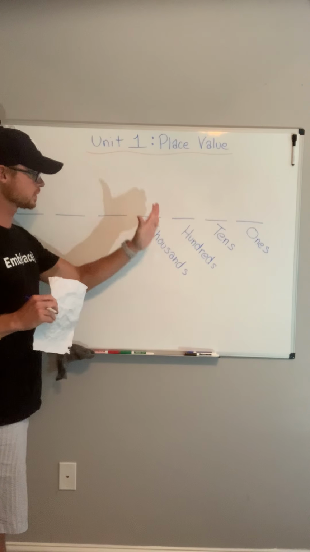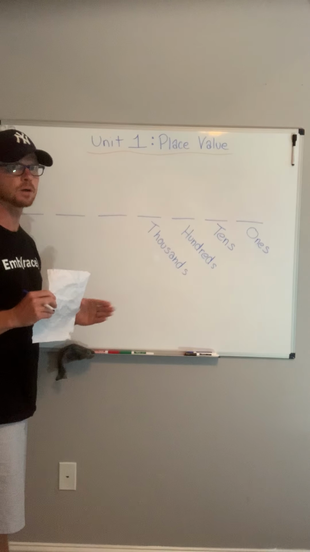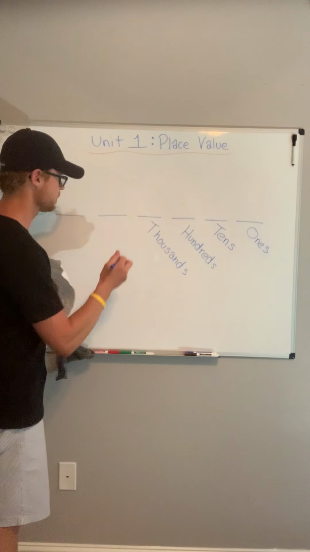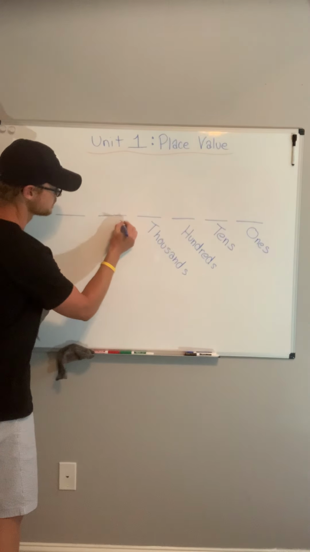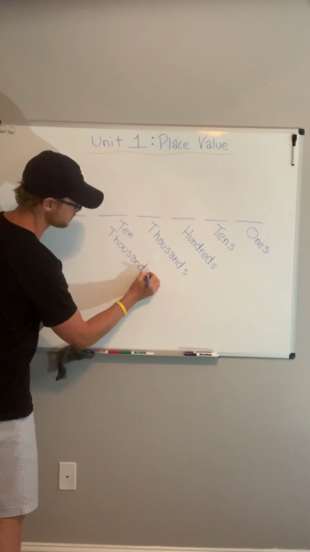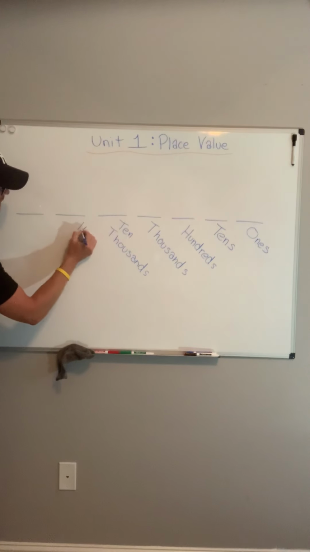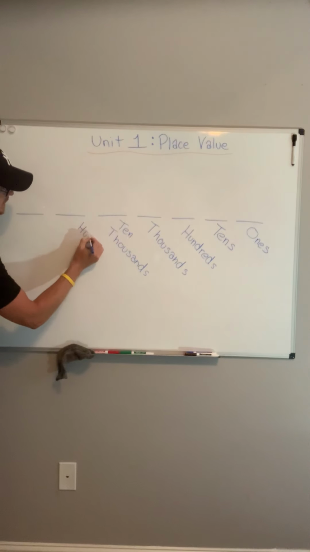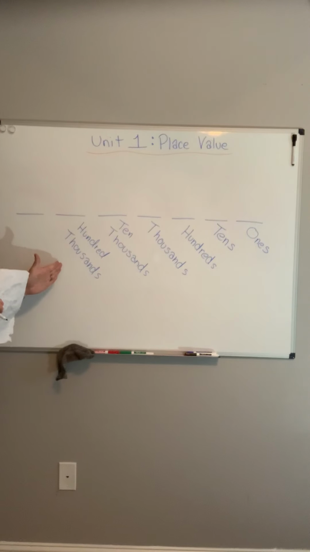Now, thousands place, what's to the left of the thousands place? Well, remember, it's 10 times larger, so it's going to be the 10,000s place. And after the 10,000s place is going to be the 100,000s place. All right. Think you know what comes next after the 100,000s place? You got it guys, the millions place. Good job. So we'll label it the millions place.